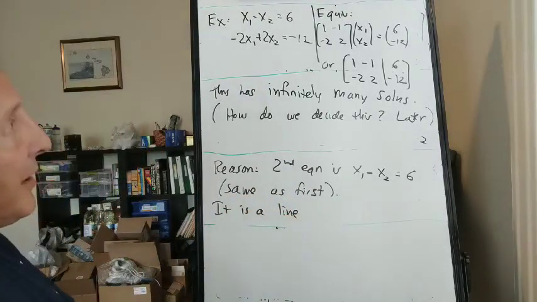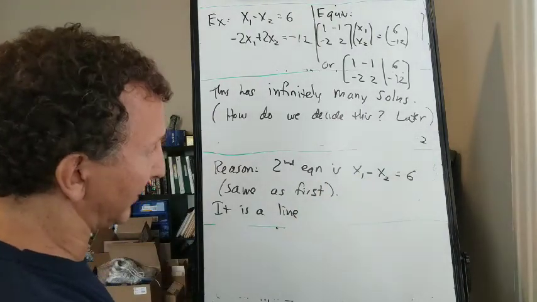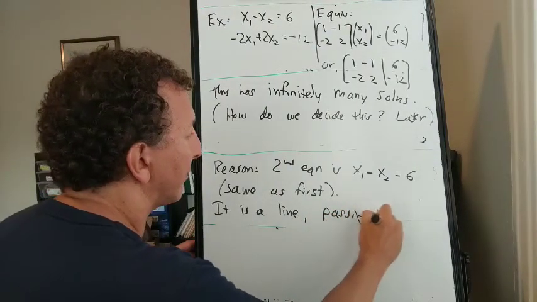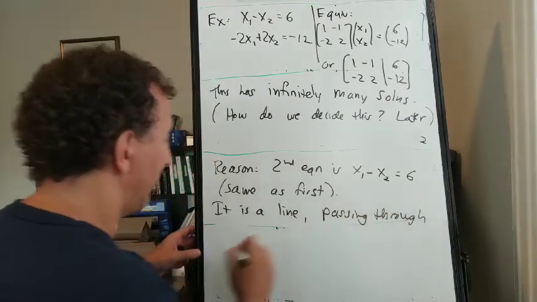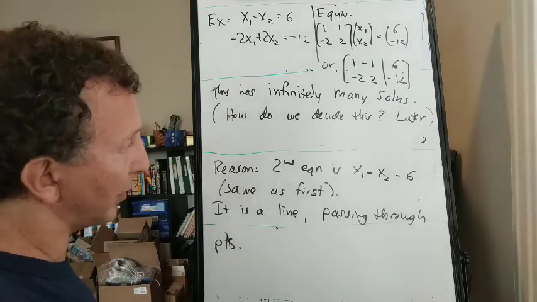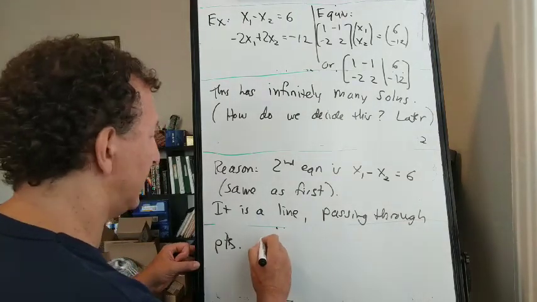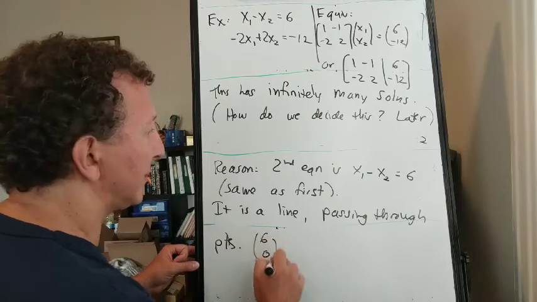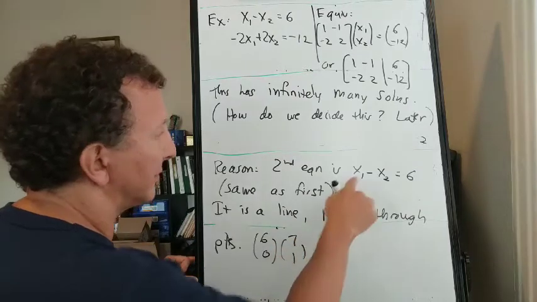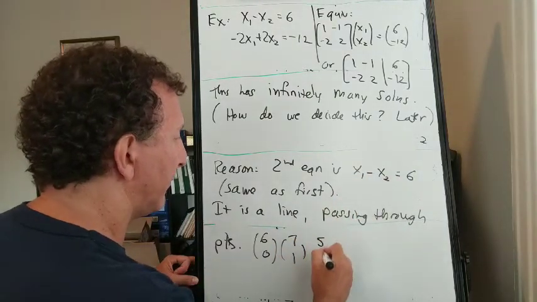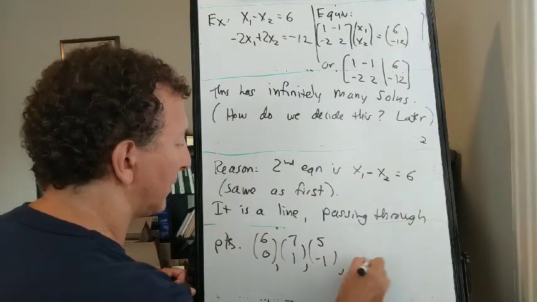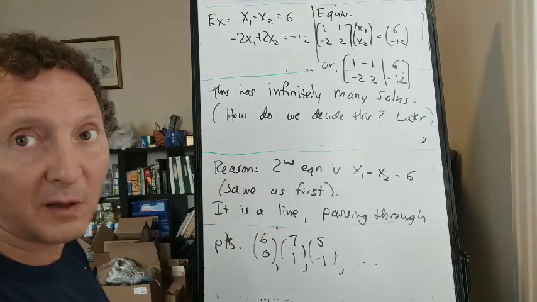It is a line, so everything on this line is going to satisfy the equation x1 minus x2 equals 6. And some of the points that it passes through are 6, 0, because 6 minus 0 is 6; 7, 1, because 7 minus 1 is 6; 5, negative 1, because 5 minus negative 1 is 6. And of course we could find infinitely many points on the line.